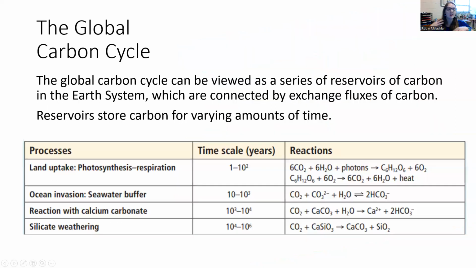So thinking about the processes and the reservoirs and their time scale, land uptake, when we think about plants, photosynthesis, respiration, animals, those occur over time scales of a year, maybe up to 100 years or so. When we think about the ocean, that's going to take a little bit longer, maybe up to 1,000 years or thousands of years. Reaction with rocks, such as calcium carbonate or silicates, is going to be even longer, thousands to hundreds of thousands of years.